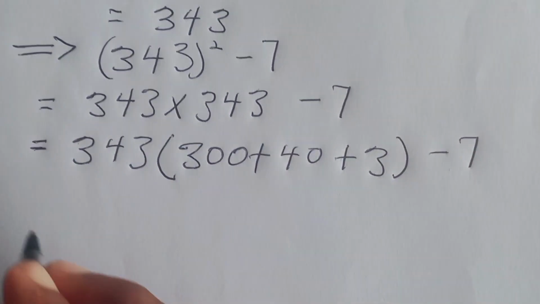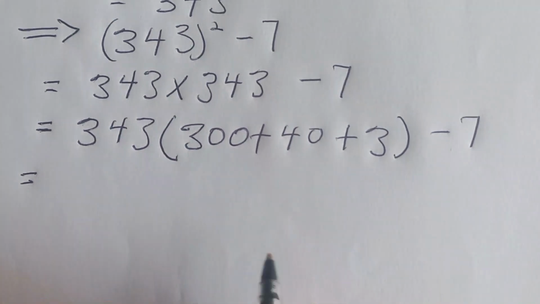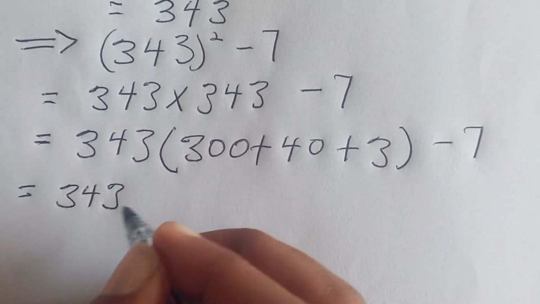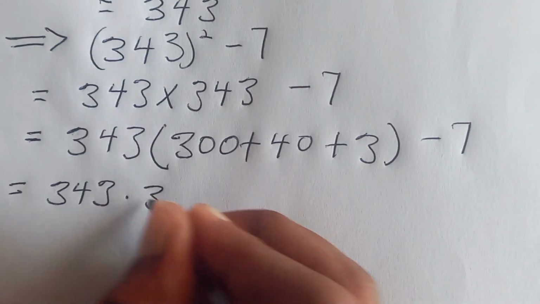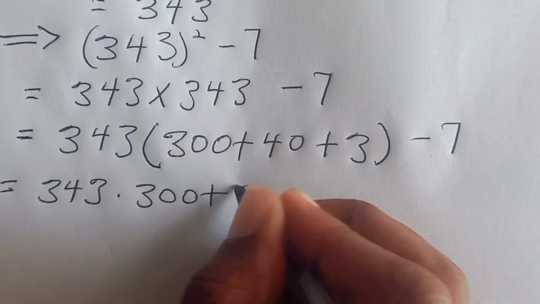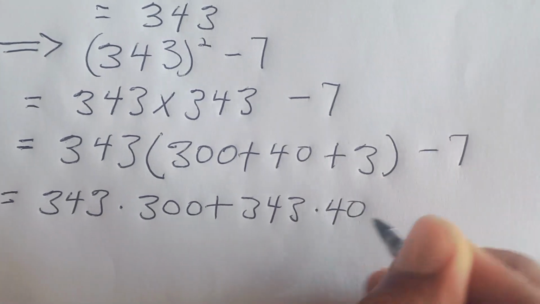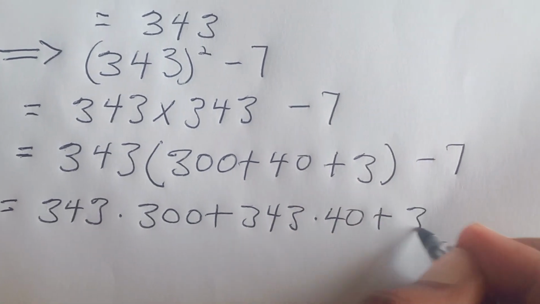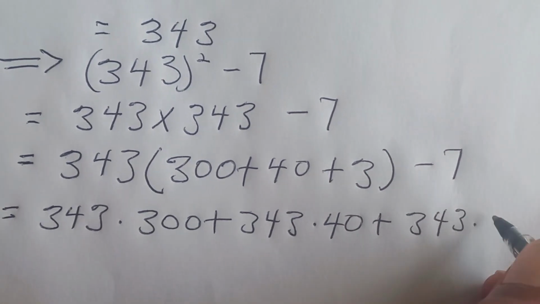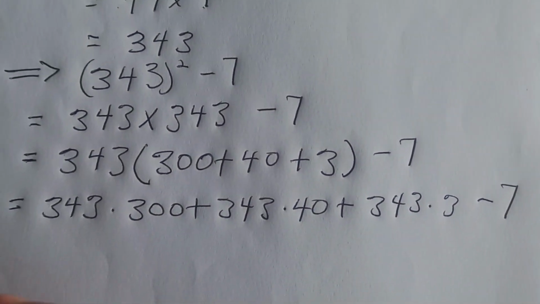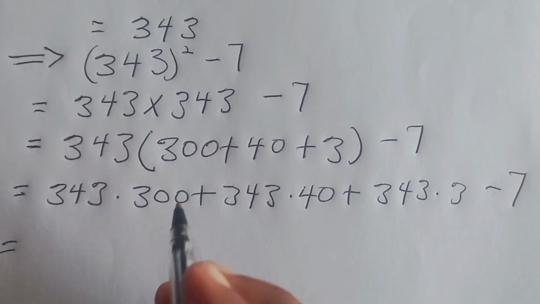Okay, so let's use the distributive property, which is 343 multiplied by 300 plus 343 multiplied by 40 plus 343 multiplied by 3 minus 7. So let's do the calculations here.